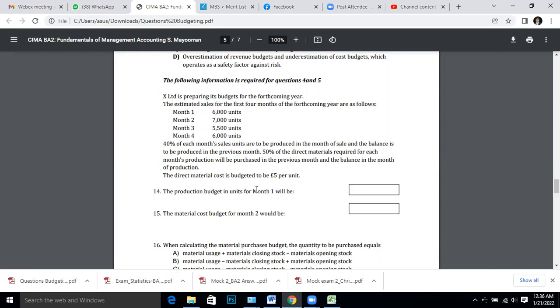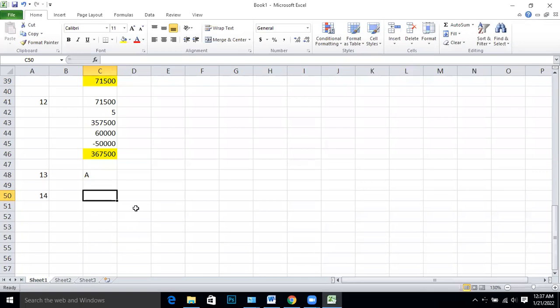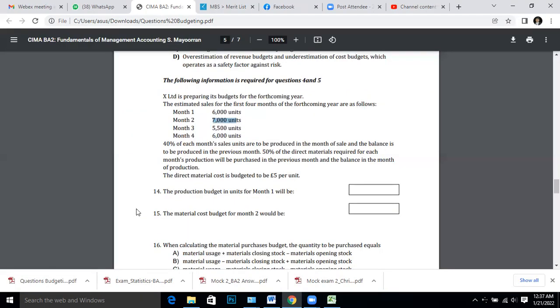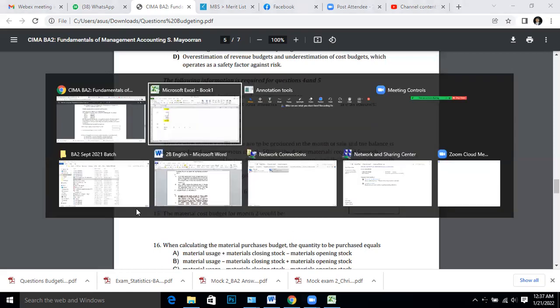Let's say month 2, 7,000 units you want to sell, right? 60% of this, that means 4,200 must be the closing stock of month 1. When you finish month 1, already you have produced 4,200 and kept it in stock. That's what they say. 50% of the material required for each month's production will be purchased in the previous month. Material cost is 5. Production budget in units for month 1. Look at these: month 0, 1, 2, 3. Sales for month 0 is not given. 6,000, 7,000, 5,500.